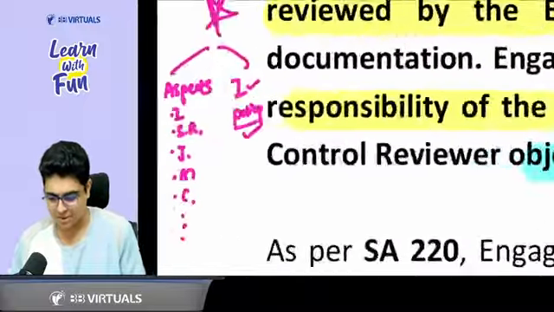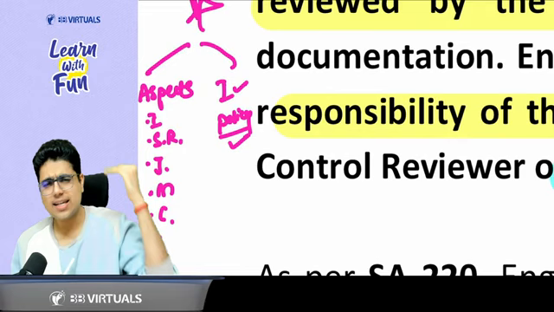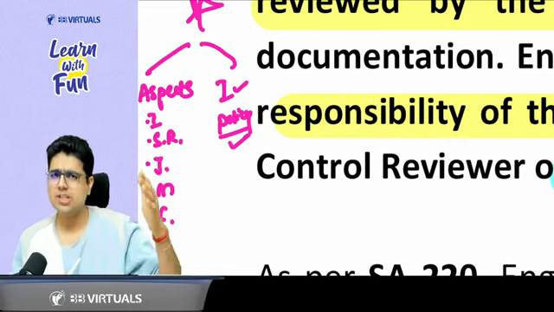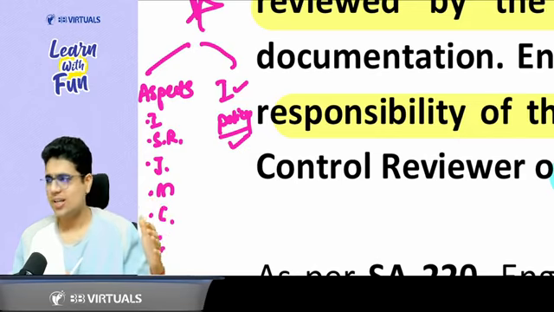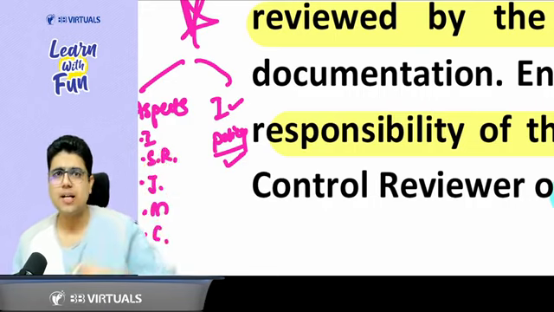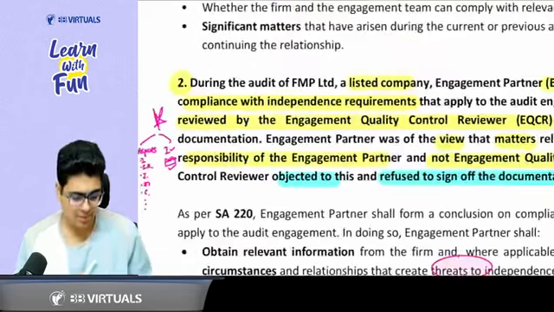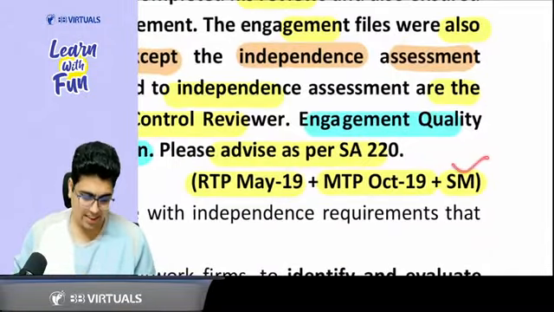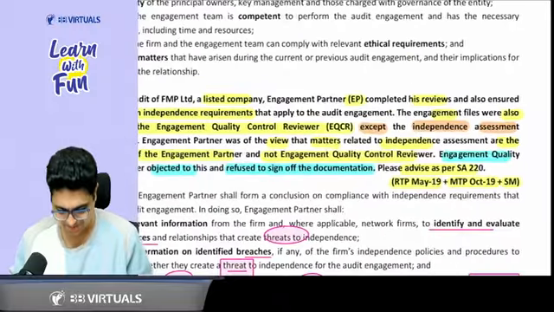So let's say there are 2 options. You will write about aspects of EQCR, independence, significant risk, judgment, misstatement, management, TCWG, or you will talk about the independence policy. Sir, we will talk about the independence policy. This point can create a confusion, so please remember this. It can be asked in exam. Very important question: Study material, MTP, RTP. Please focus here.